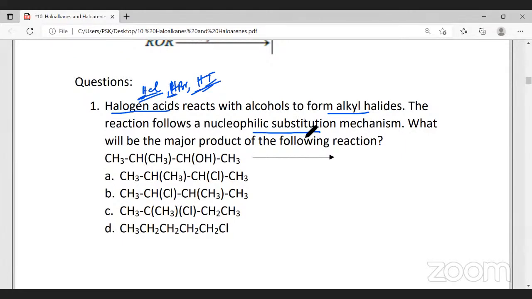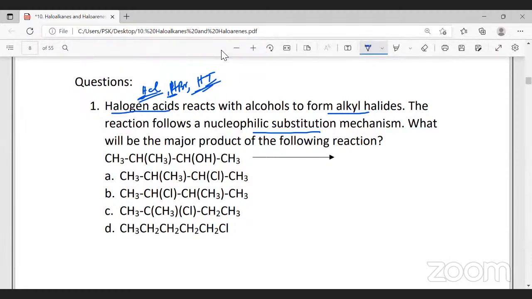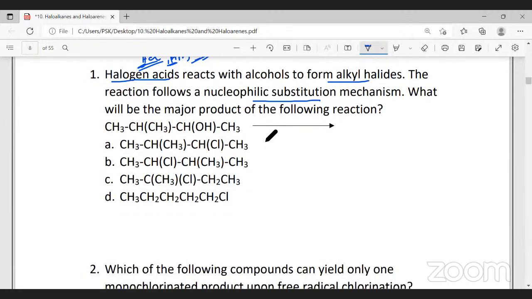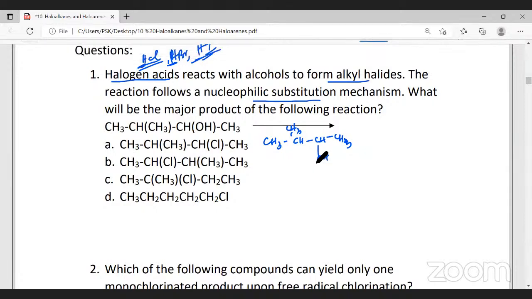What will be the major product of the following reaction? The reaction is this: CH3, CH, CH3, CH, OH. It's a representation, that's all. You should not ask me why CH3 is on the top and OH is on the bottom. It's a representation. Now, this is an alcohol. This is the reactant they've given. This alcohol is allowed to react with HCl.